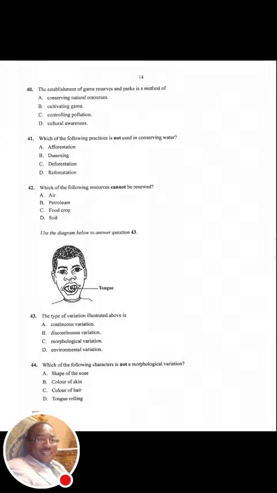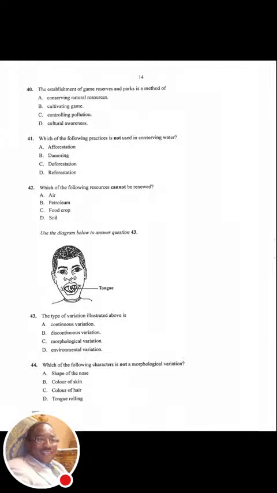Then we have number 43. It's a question with a diagram, and there we see the image of a young man that WAEC presented in 2017. And then the man is rolling his tongue. So which type of variation is illustrated above? Looking at the drawing, number 43. Well, we have continuous variation, discontinuous variation, morphological variation, environmental variation. We have nothing like environmental variation in the first place. No. Rather, variations are differences that exist between organisms.